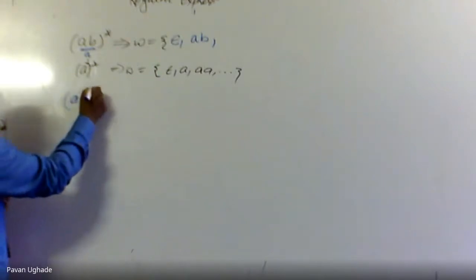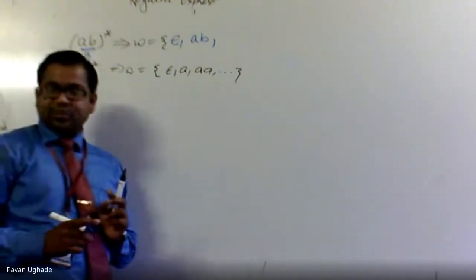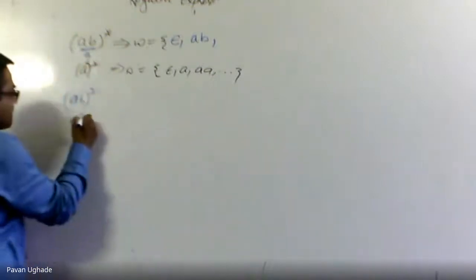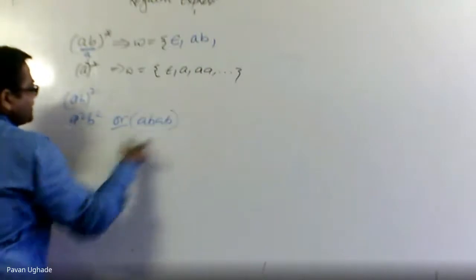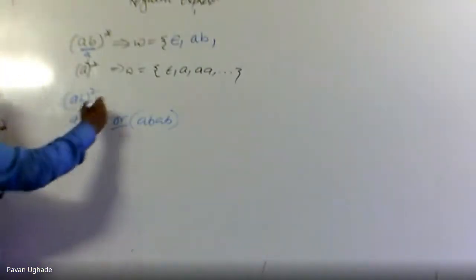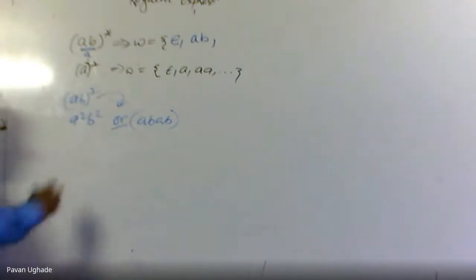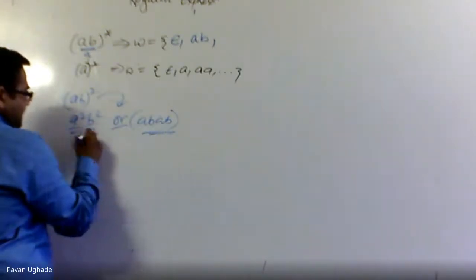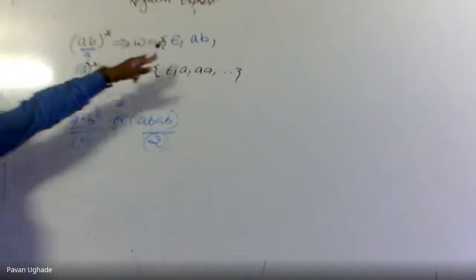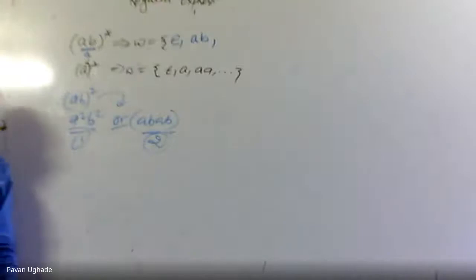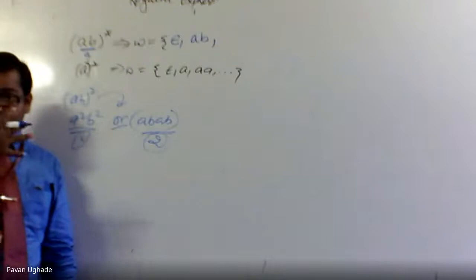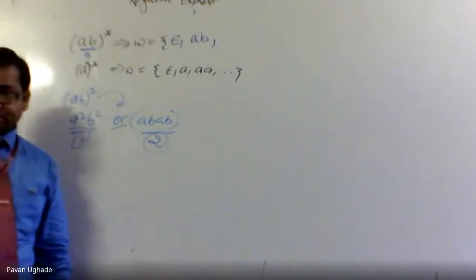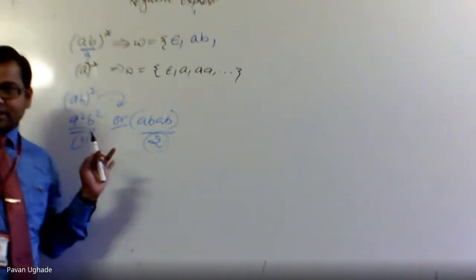Next, friends, how will you write AB the whole closure to the power 2? Is it A square B square or ABAB? Which of these is true? Either part A or part B. The second term is AB to the power 2. Most of the people get confused between these two. So which one is correct?